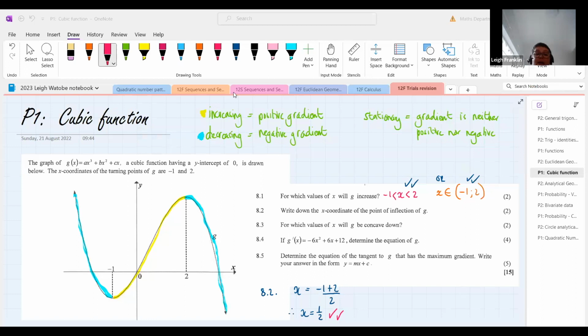Okay. Alrighty. Now, the next question, for which values of x will g be concave down? For which values of x will g be concave down? So what do the words concave down mean? Can anybody explain that to us? What do the words concave down mean?